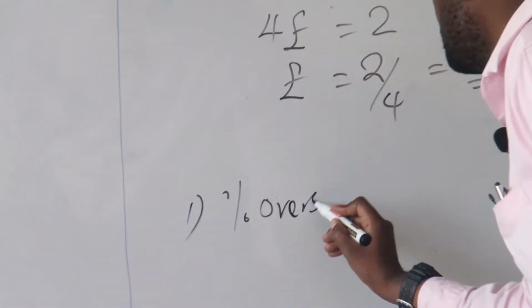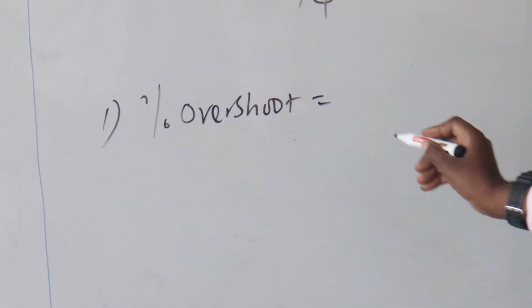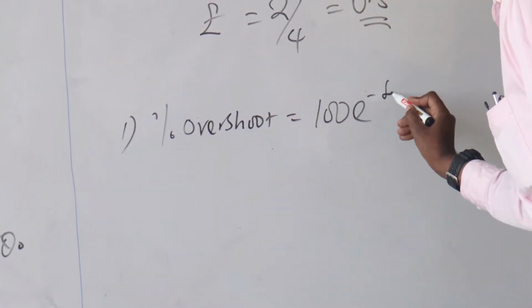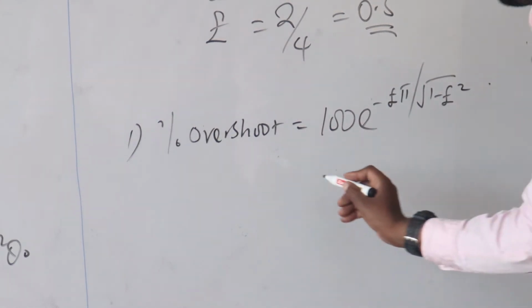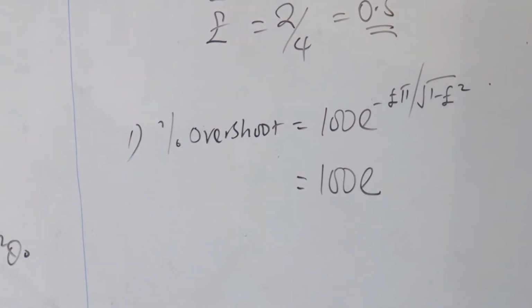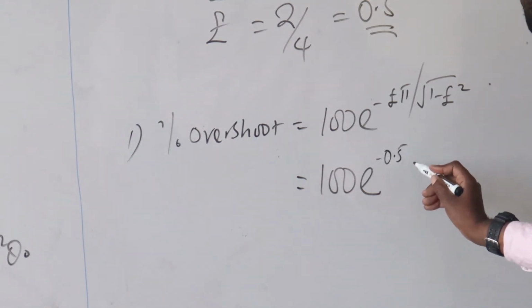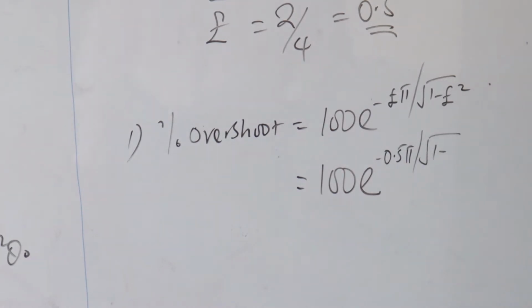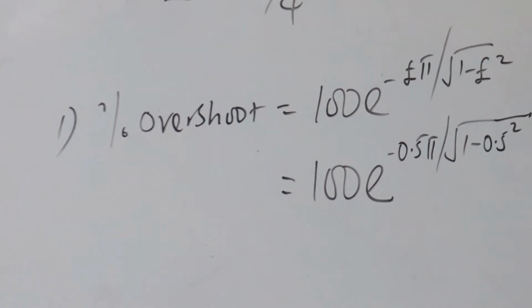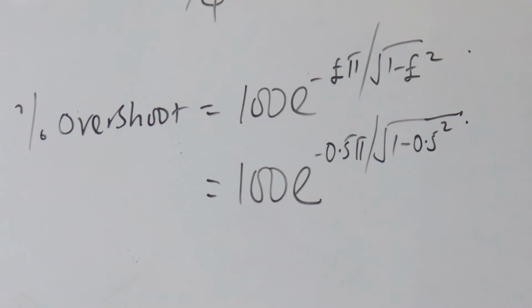The percentage overshoot is equal to 100 e to the power of negative zeta pi all over root of 1 minus zeta squared, which is simply 100 e to the power of negative, what is our zeta? Our zeta is 0.5, so negative 0.5 pi divided by root of 1 minus 0.5 squared. So that is what we are supposed to evaluate. And if we evaluate that, then we are going to get that value.